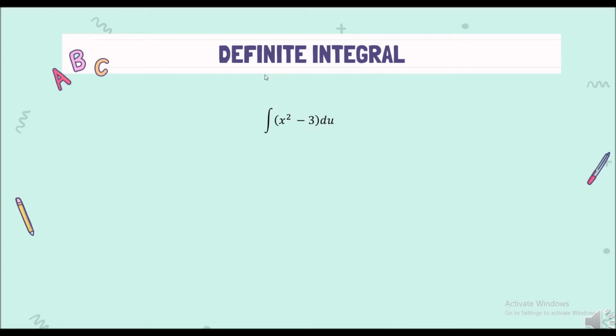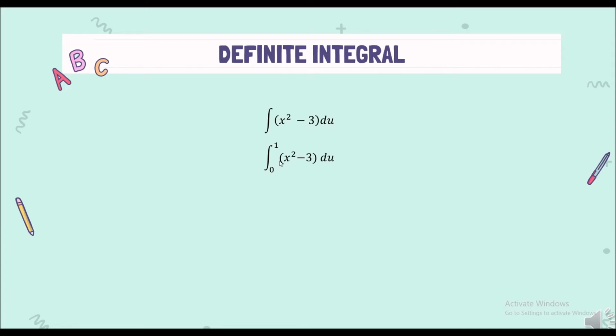Definite integral. The definite integral is the same concept as the indefinite integral, but there are some differences. Now look at the equation: the integral of x squared plus 3 dx. This is an indefinite integral and has plus c. So in the case of a definite integral, we put limits, 0 to 1, or 1 to 2, or 2 to 3. 0 is the lower limit and 1 is the upper limit.